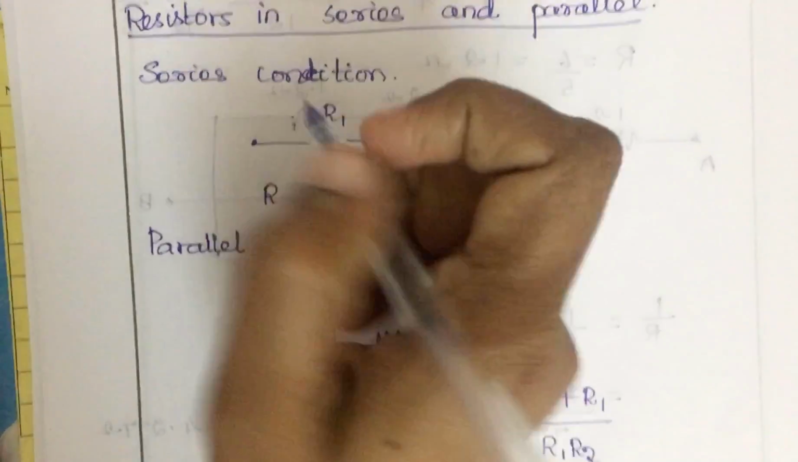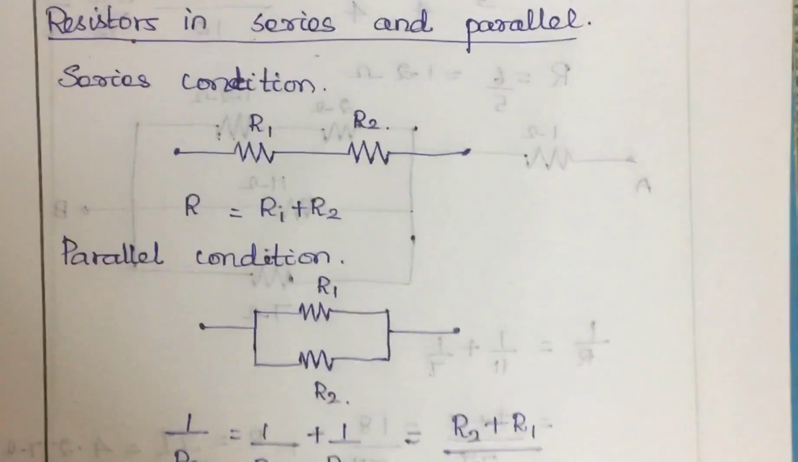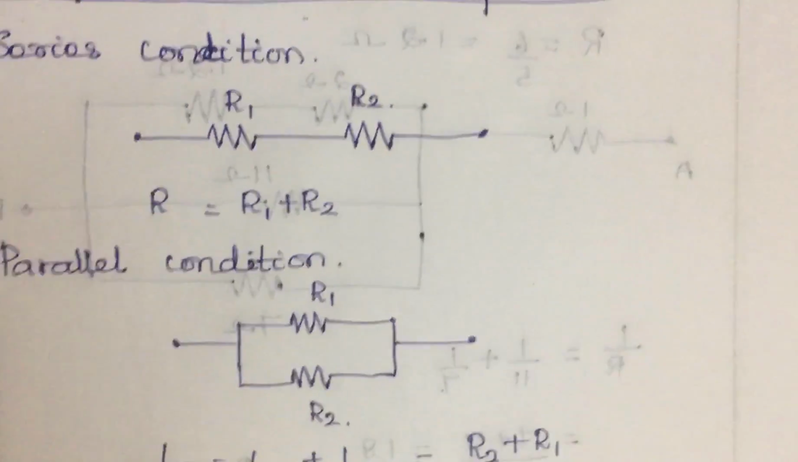So next we can see the resistor is connected in series and parallel. How to solve when resistors are connected in series and parallel. So what is the series condition?